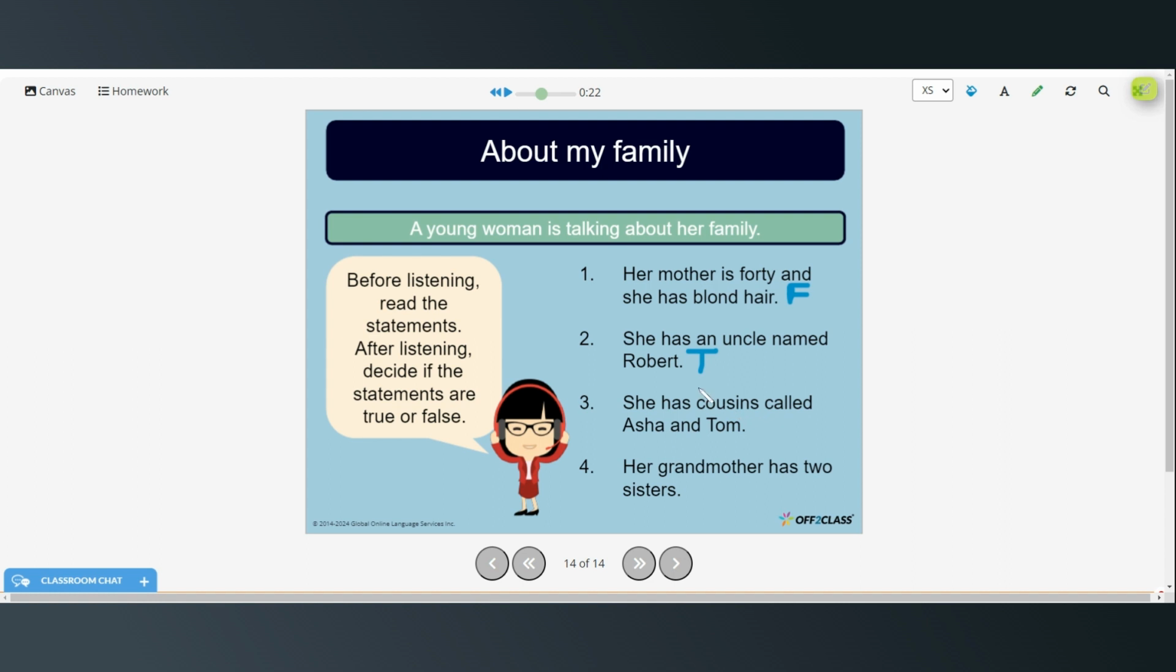She has an uncle named Robert, so that's true. She has cousins called Asha and Tom. He's a lawyer. And next to him is Sophie, his wife. And what about in this photo? That's Asha and Tom. They are my cousins. Okay, so that's true. She has cousins called Asha and Tom.